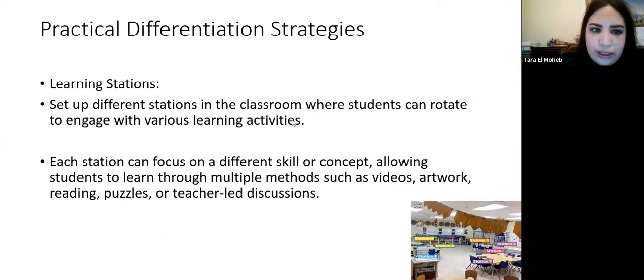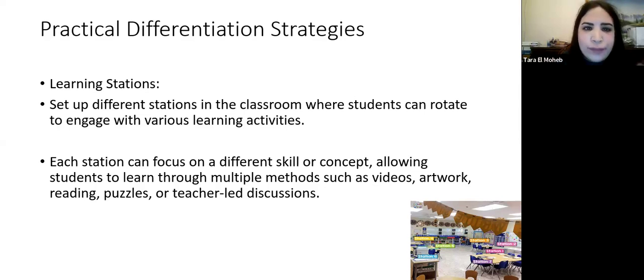Practical differentiation strategies. Learning stations. Set up different stations in the classroom where students can rotate to engage with various learning activities. Give them stations. This is, for example, the station of project. This is, for example, the station of listening to music and writing down what you hear from the audio. This is, for example, a spelling bee contest. So give them different stations.